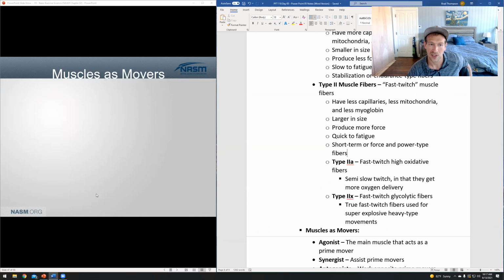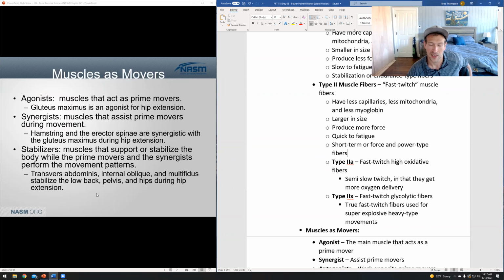If you are doing exercises that involve some seriously heavy movements where you're recruiting lots of muscle fibers, that's going to develop your type 2 fibers. Versus if you do very low repetition or very high repetition, low intensity lifting, that's going to develop your more type 1 fibers.